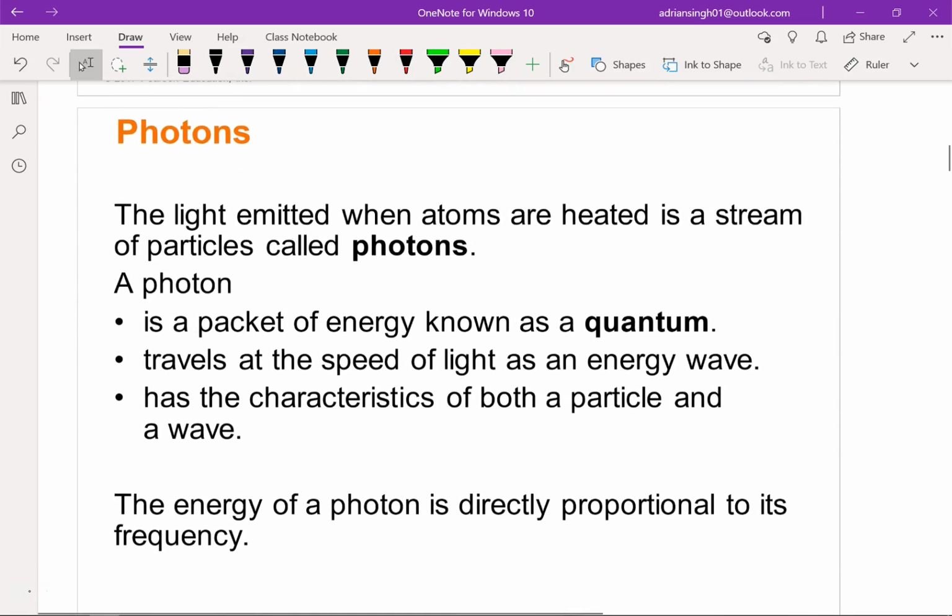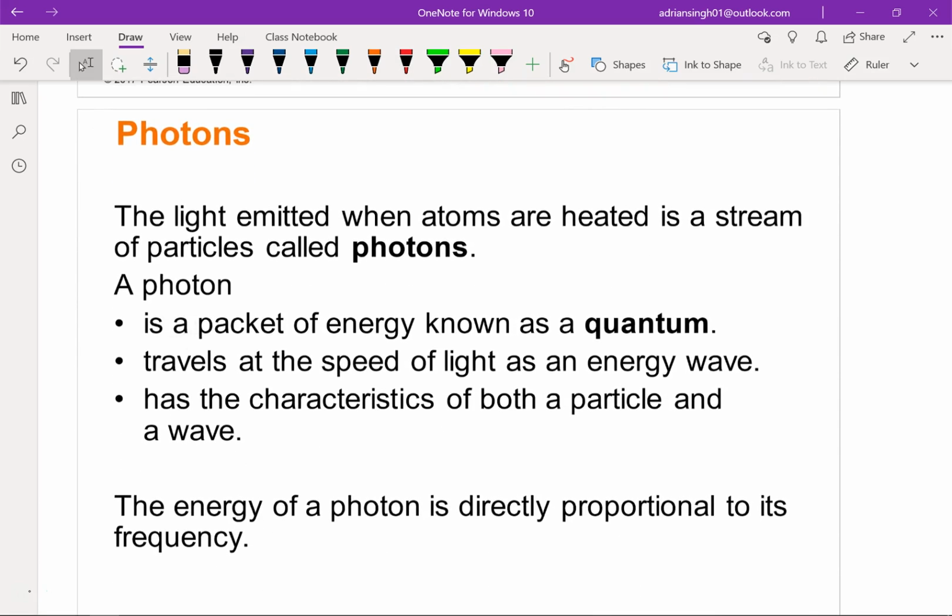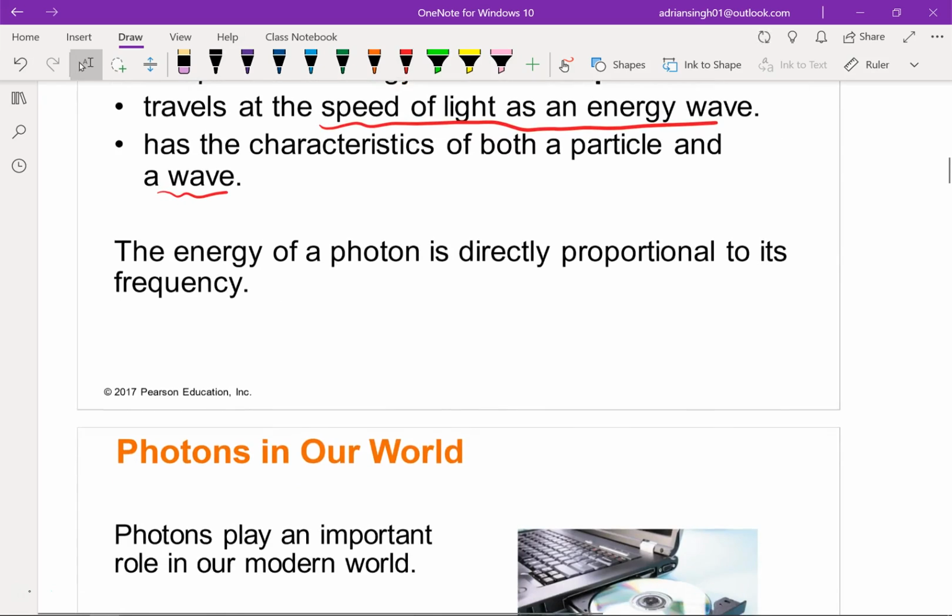When the light comes off of an atom when it's heated, it comes off as a stream of particles known as photons. All right, you can think of a photon as being like a little packet or a bundle of energy, which is known as a quantum of energy. It is a form of electromagnetic radiation, so it does travel at the speed of light as an energy wave, and it does have characteristics of a wave, which we've seen before, but also characteristics of a particle.